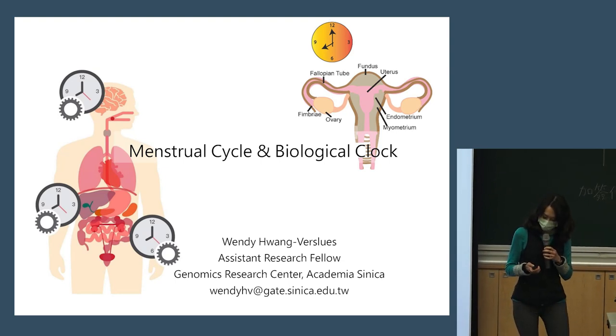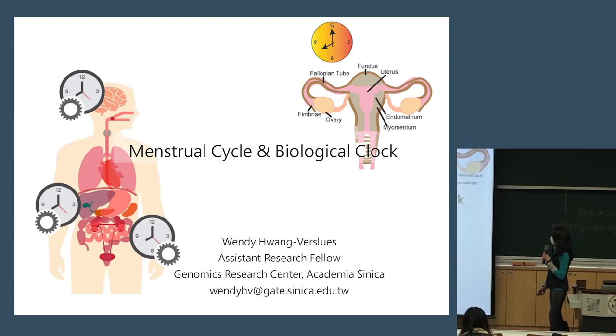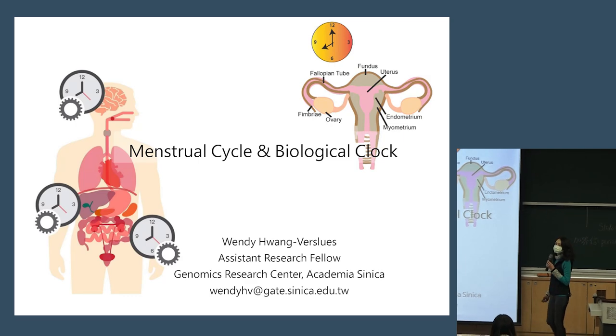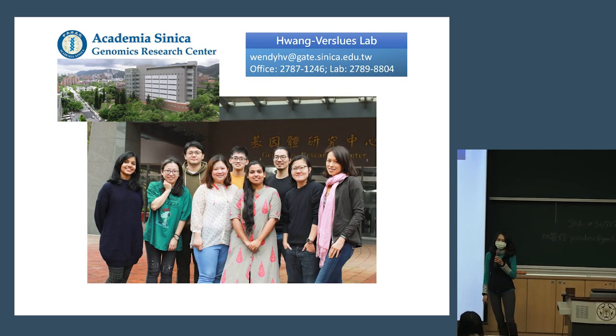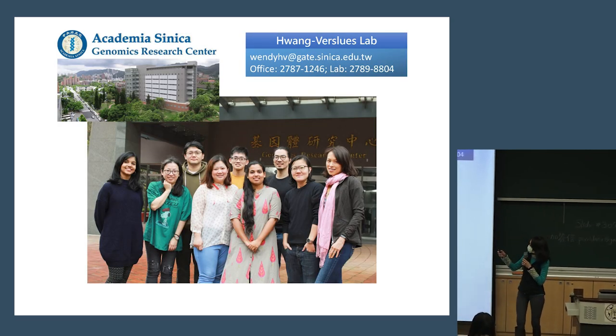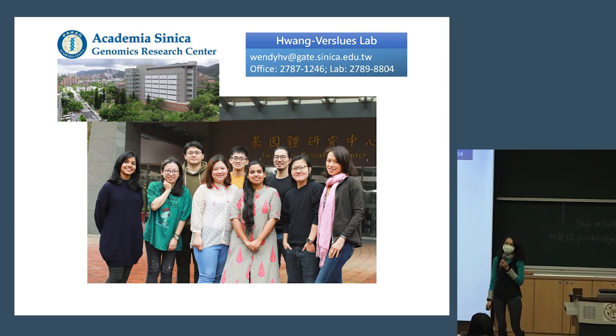A little introduction of myself. I'm an assistant research fellow working in the Genomics Center in Academia Sinica. This is the place I work in, Nangang. In the past, I would say that Nangang is a very wet place because it rains all the time. But I guess this year, the whole of Taiwan is like that. So I don't feel like an outlier from this place, right?